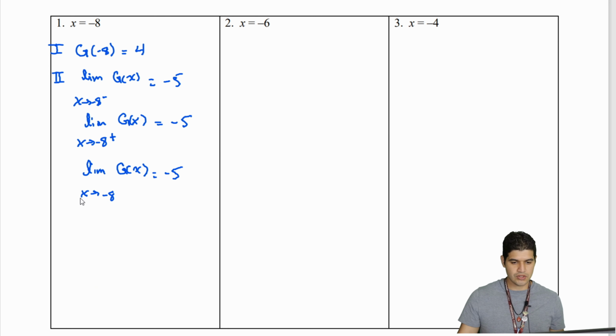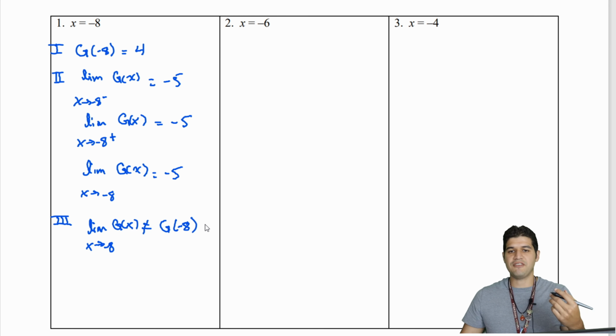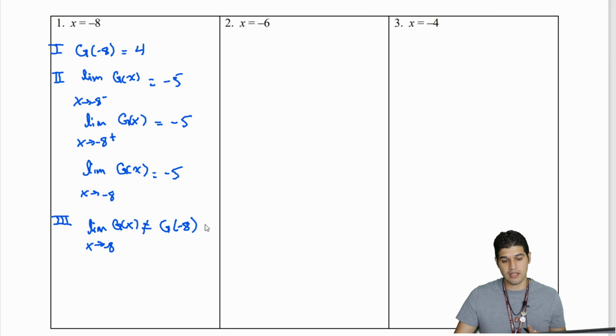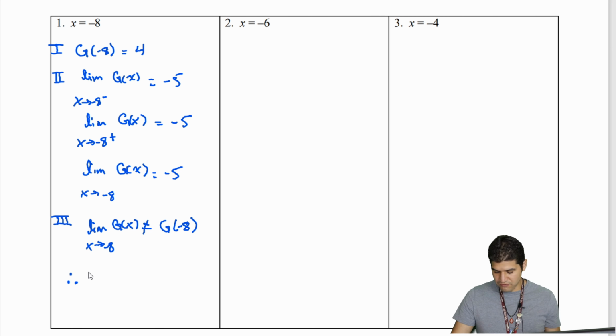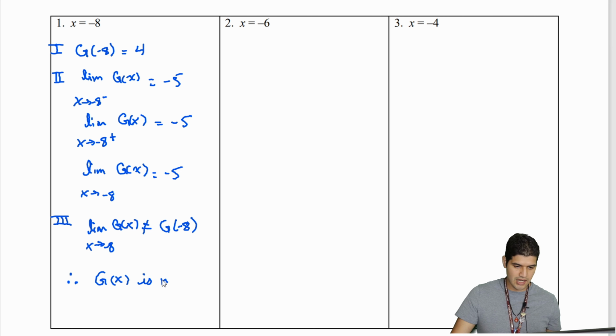Okay, great. So now let's look at our final part of the definition. And that's to look at whether the function and the limit are equal to each other. So is this true? Well, the limit of g of x as x approaches -8 does not equal g of -8, because the limit is -5 and the value of g of -8 is 4. So what can we say? Therefore, g of x is not continuous at x equal to -8.